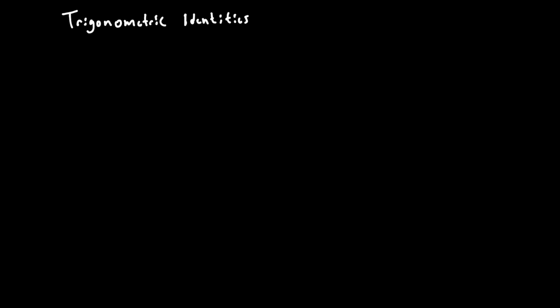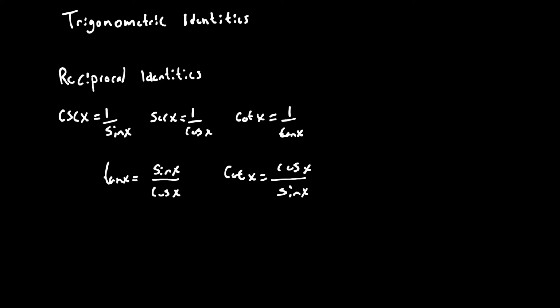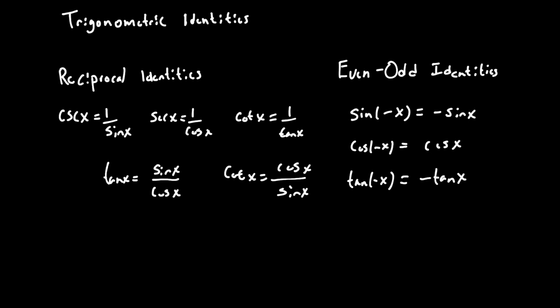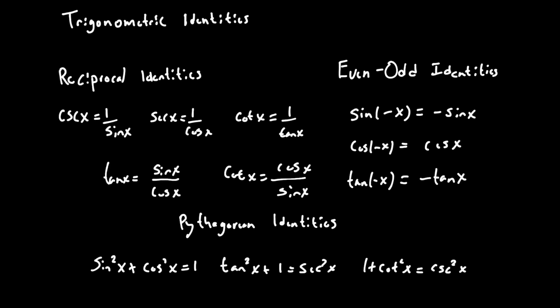An identity is an equation where all input values into our variable are true. Some examples of identities were given by trig identities. We had the reciprocal identities. Then we also had the even and odd identities. And the last set of trigonometric identities that we've seen before was the Pythagorean identities.